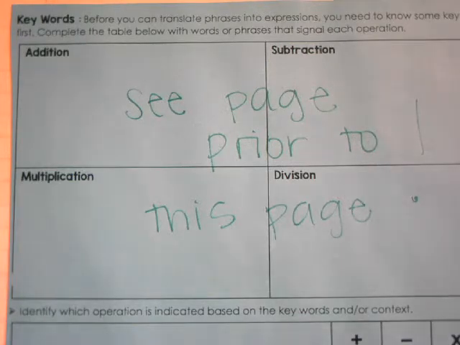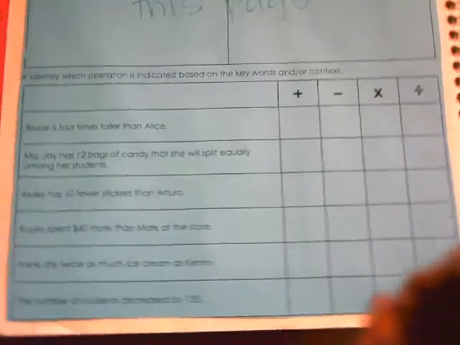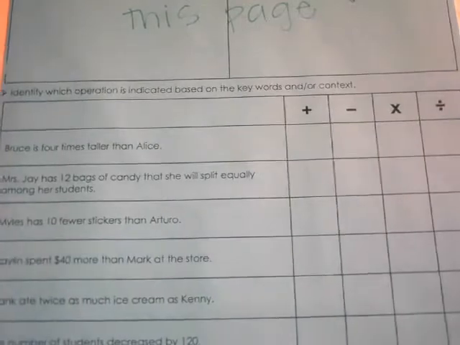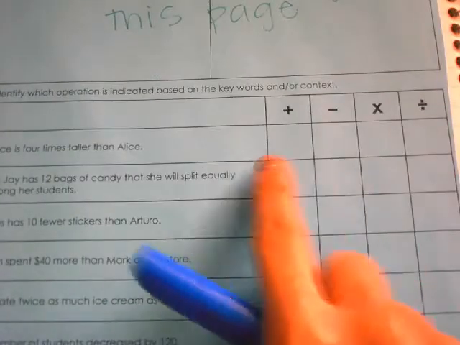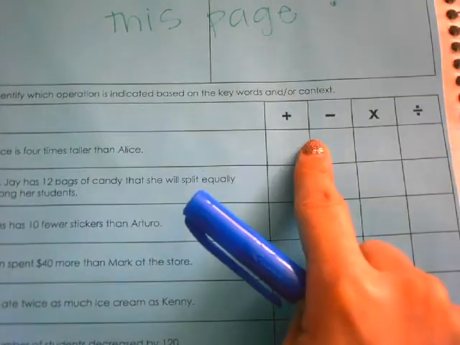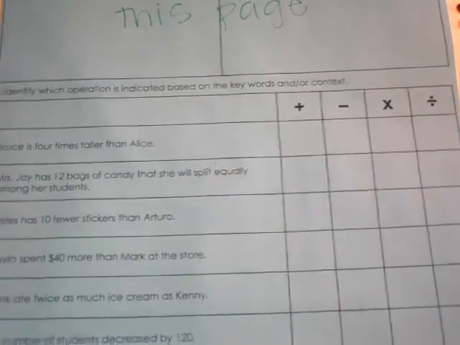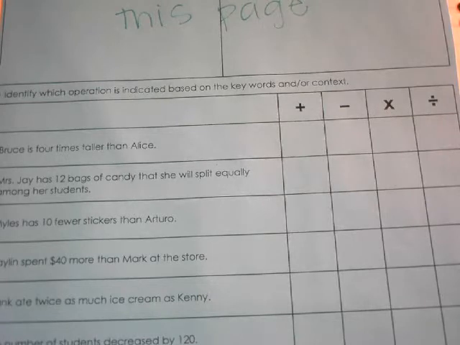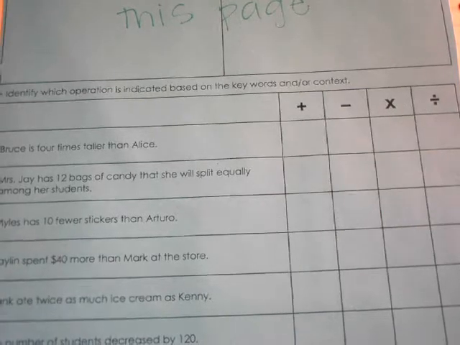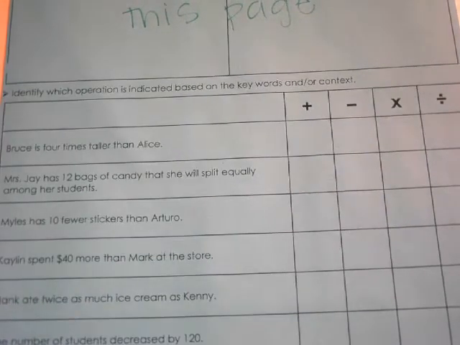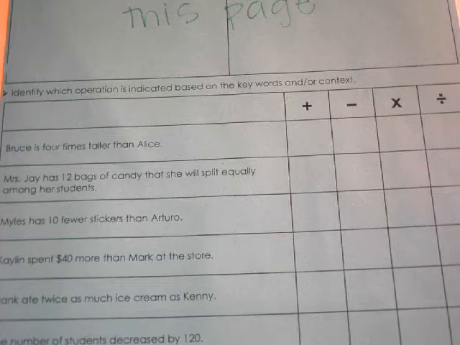So first thing I want to do is make sure that you guys can identify keywords and what operation they are. If you read that first sentence, you're just going to put an X or check mark in whether that operation means to add, subtract, multiply, or divide. So the first one says Bruce is 4 times taller than Alex. Put a box or check mark in whatever operation it is, and then circle the word that told you it was that operation.